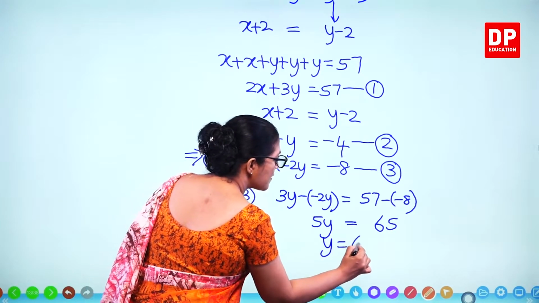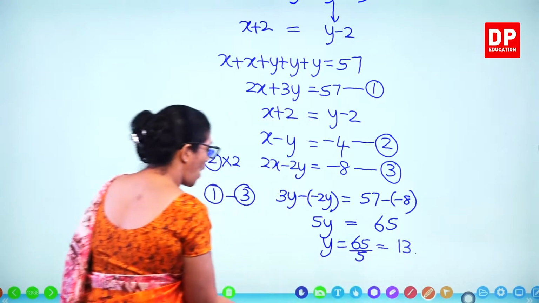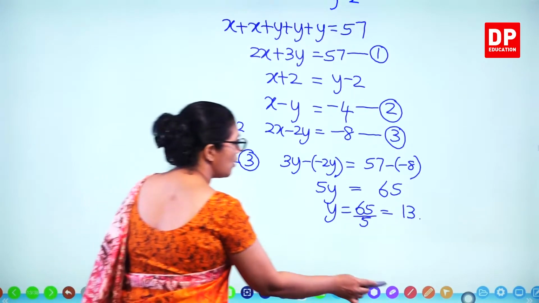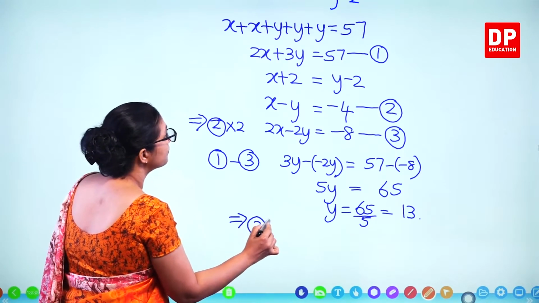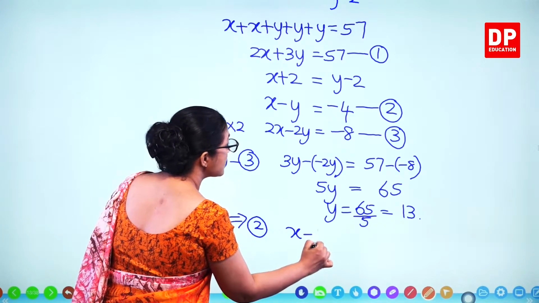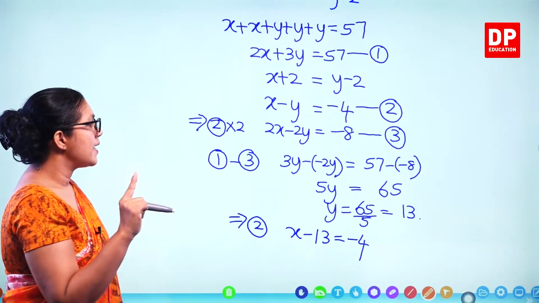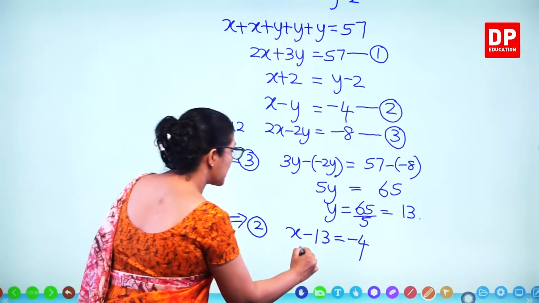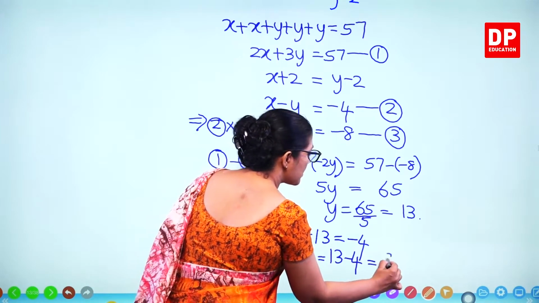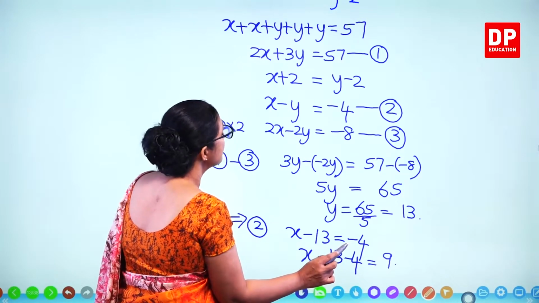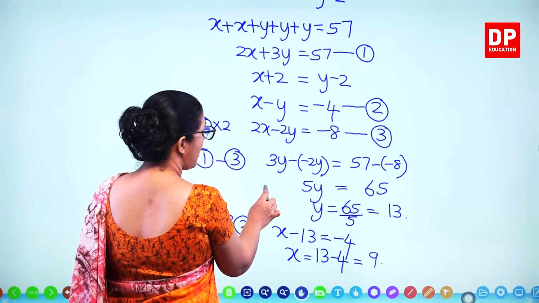So what is y? 65 divided by 5, 13 is y. Then substitute to one of the equations and find out the x value. So we'll take the second equation. x minus 13 is equal to minus 4. So I took the second equation. y is 13 now. So what's x? 13 minus 4, you get 9. So that means in each group, x is 9, y is 13.